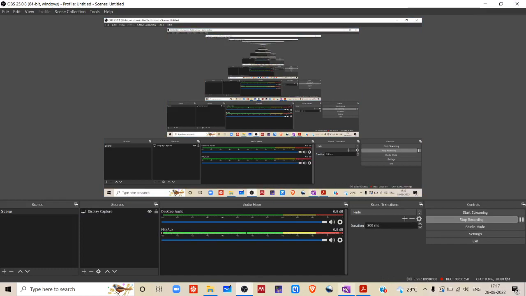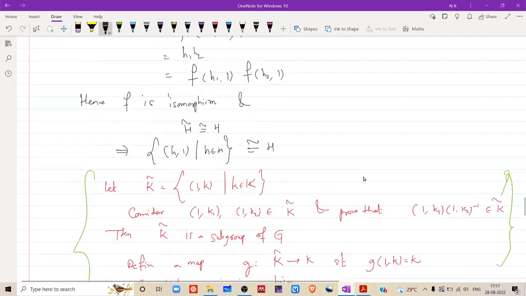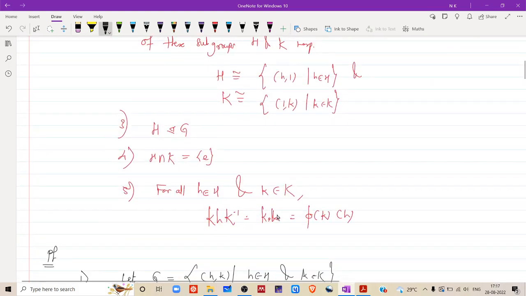Okay. Now let's move to the next part of this theorem. As I told you, we will prove the fifth part first of all. So let's just jump to the fifth part of the theorem and see what is given there. We have to prove that for all h belongs to H and k belongs to K, khk inverse is equal to k dot h.